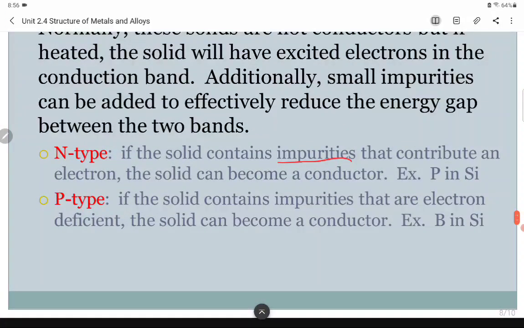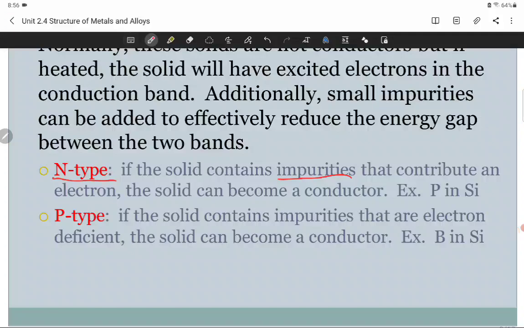So N-type contribute electrons. So what would contribute electrons? Something that's to the right of the atom in question. So like silicon is a semiconductor. If you want silicon to conduct electricity better, maybe take a couple silicons out and add a couple phosphorus. Why? Phosphorus has more valence electrons than silicon does. It's further to the right on the periodic table.